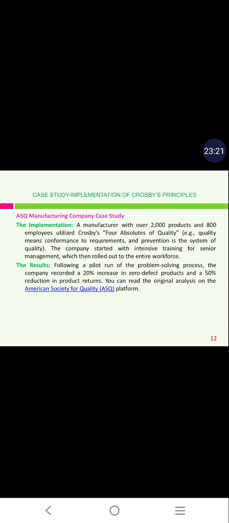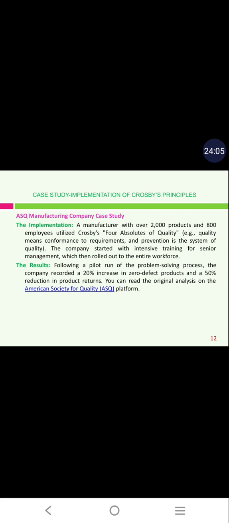So 20 percent of the products were zero defect, and there was a 50 percent reduction in product returns. The return of products has decreased to 50%. Nearly 50 percent of their products were not returned. The products returned by customers gradually decreased by 50 percent. So this was the benefit obtained by ASQ Manufacturing Company by implementing Crosby's 4 absolutes of quality.